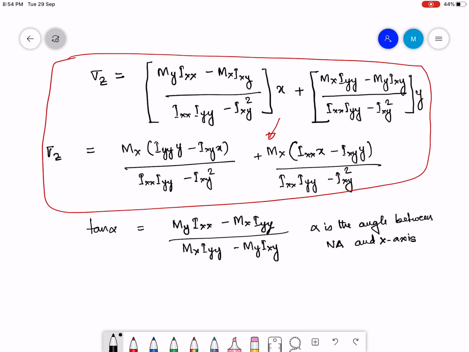Okay, now one thing that has to be observed here. The angle that the neutral axis makes with the x-axis, that is the orientation of the neutral axis, depends on the values of mx and my, apart from the sectional properties ixx, iyy and ixy. So apart from the cross-sectional property, tan alpha also depends on the relative value of the applied moment mx and my. This is very counterintuitive.